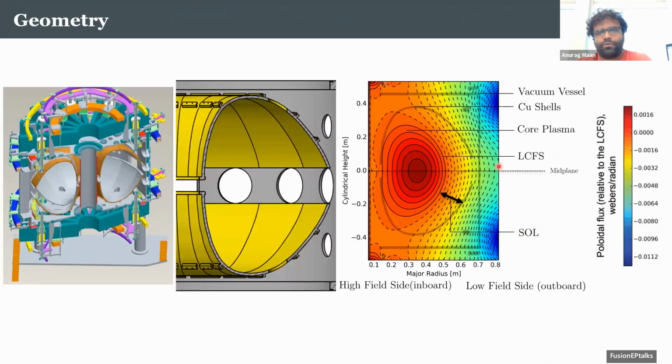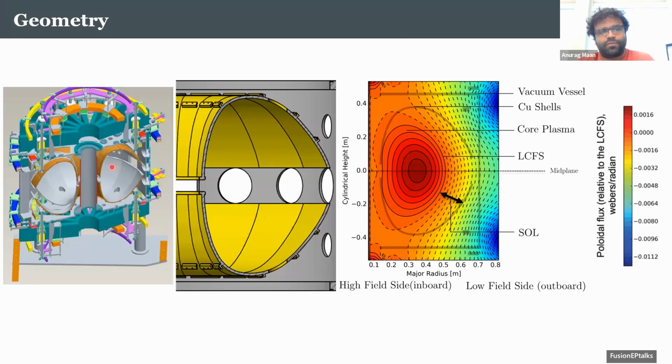So just to give you an orientation, the machine operates in a limited configuration. So if you hear me say scrape off layer, it's a limited scrape off layer, not the conventional divertor scrape off layer, which is usually thin. And if you hear me say midplane, I'm usually talking about the outboard midplane. And if you hear me say high field side limiter, that's this point on the copper shells. And if you hear me say low field side, I'm usually talking about the outboard low field side.